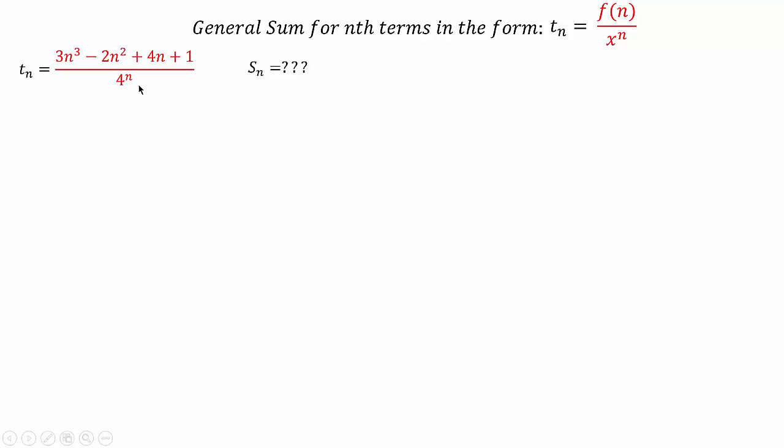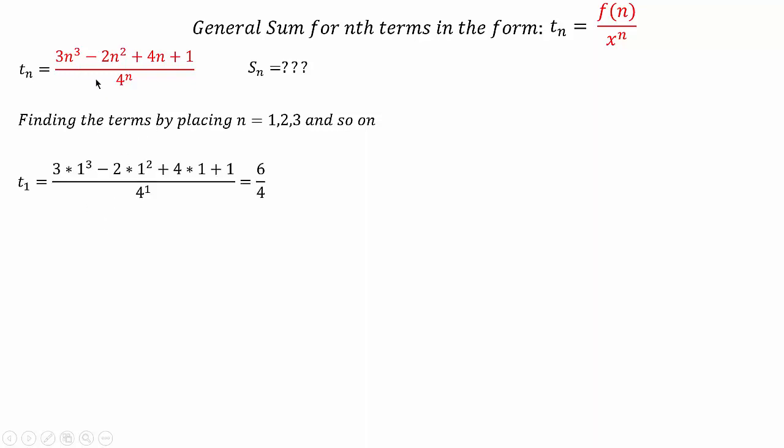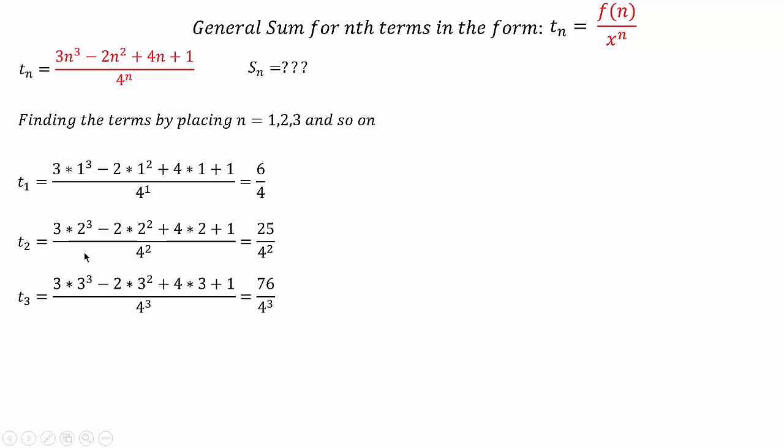So the first thing we are going to do is finding the term by placing n equals 1, 2, 3 and so on, so that we are going to find the first term, second term, third term and so on. So first we replace n equal to 1, then we can get the result as 6 by 4. Then we put n equals 2 in this equation to get 25 by 4 squared. Then we use n equals 3 to get the result as 76 by 4 cubed. And also we put n equals 4 to get the result as 177 by 4 to the power of 4.